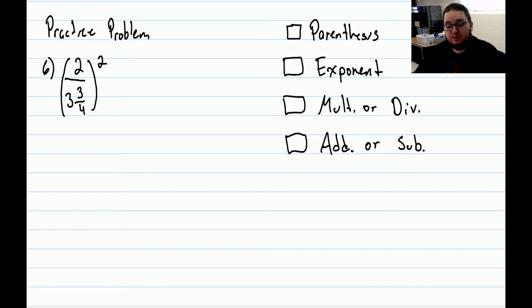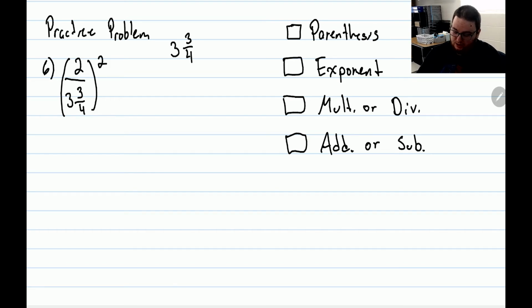So for our sixth practice problem, we have one that looks a little scarier than normal. The first thing we look for is, do we have any mixed fractions? And this one we do. So we need to change that. What I'm going to do is write it over to the side, and we're going to change this mixed fraction into an improper fraction.